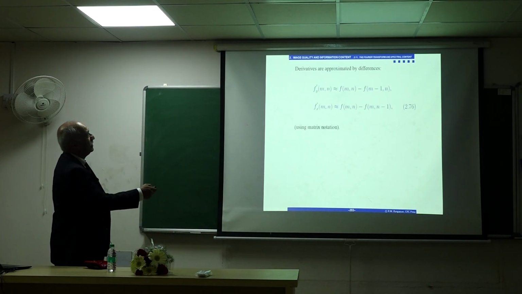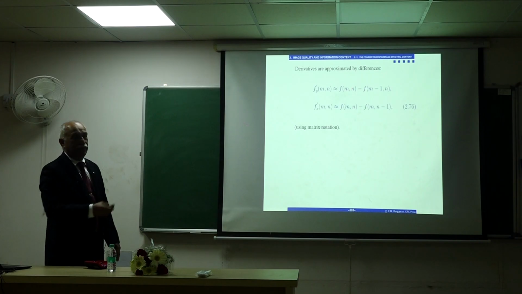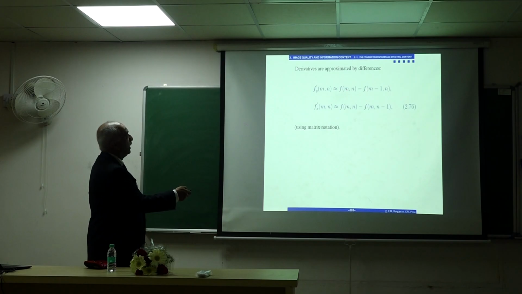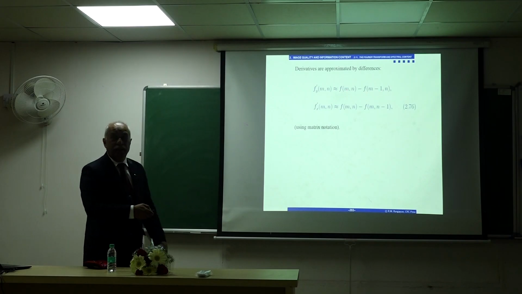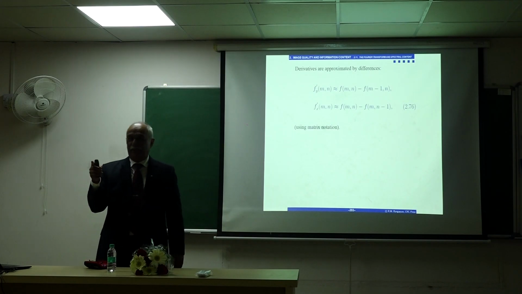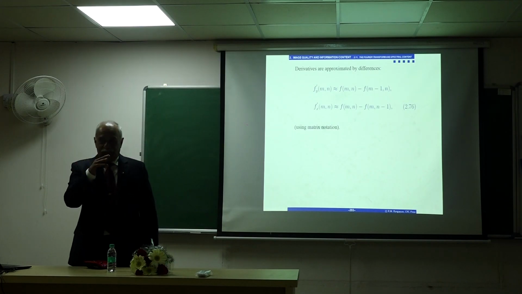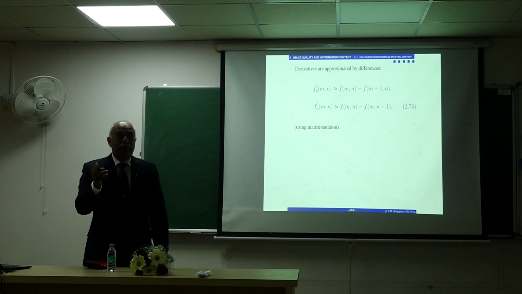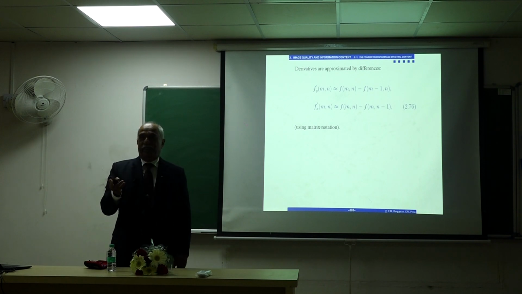With digital images, you just take the difference. Derivatives are approximated by first order differences, f(m,n) minus f(m-1,n). Now, is this horizontal or vertical? It depends upon the array notation or matrix notation, which one you use. So this is where I said one needs to be careful in the interpretation and implementation using array notation or matrix notation.